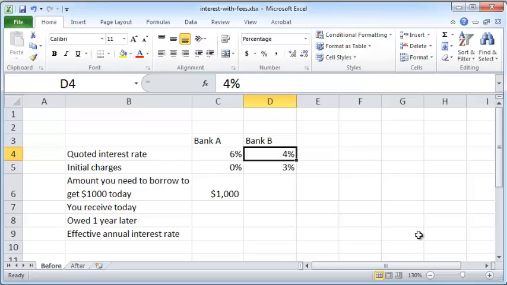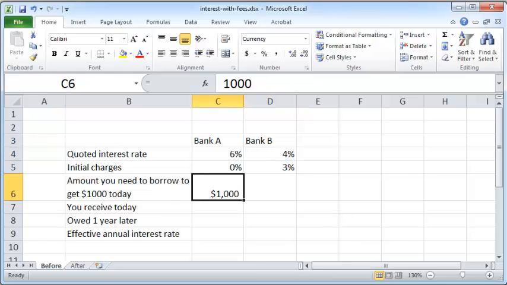So on the face of it, Bank B appears to have the lower interest rate, but then Bank B also says that it has an initiation charge, or an initial charge, or some other name for an initial amount, a percentage of the amount that you wish to borrow that they're going to charge you. So if you have such a scenario, how do you compute the actual interest rate that you end up paying if you were to accept Bank B's offer? So we'll see how to do that.